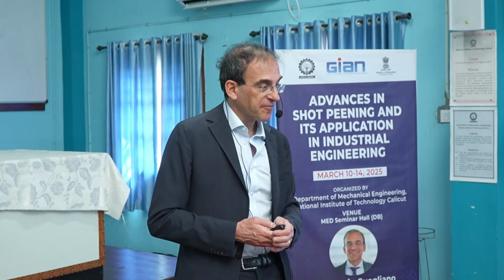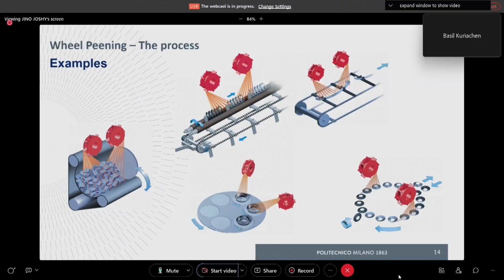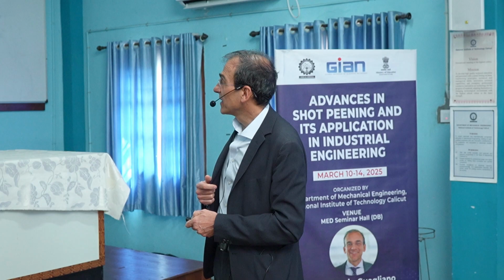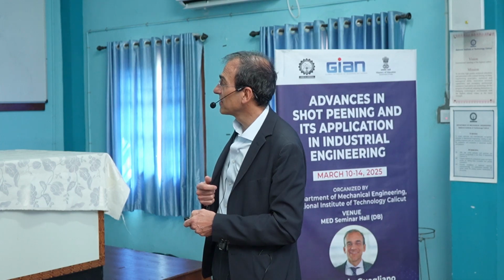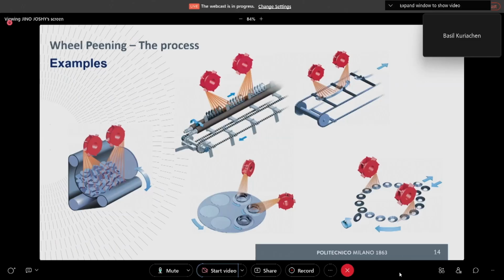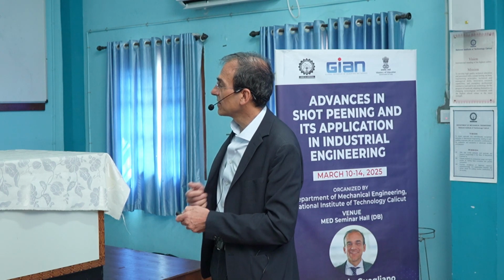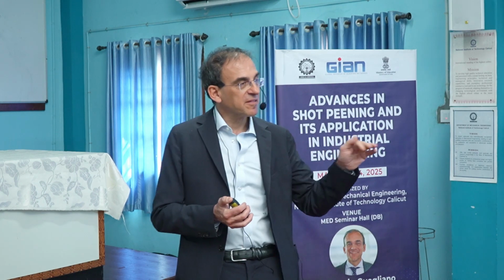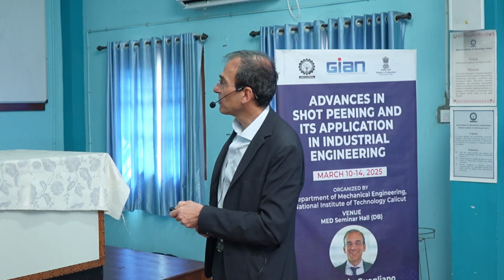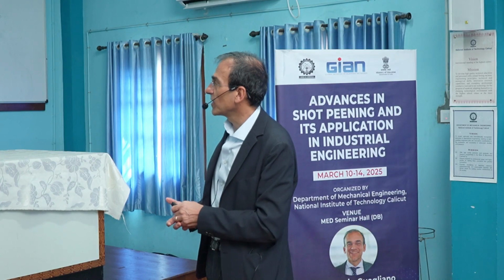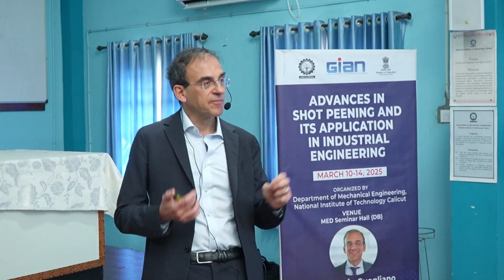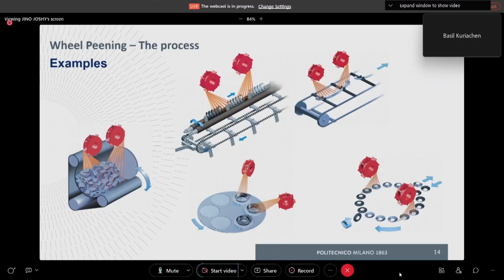Some examples of the process. What can we see here? Here we see some helical springs on this moving device, a sort of carousel, moving this way. Everything has been set up, and by the right arrangement of these two wheels, we are able to correctly peen the springs in the treatment.